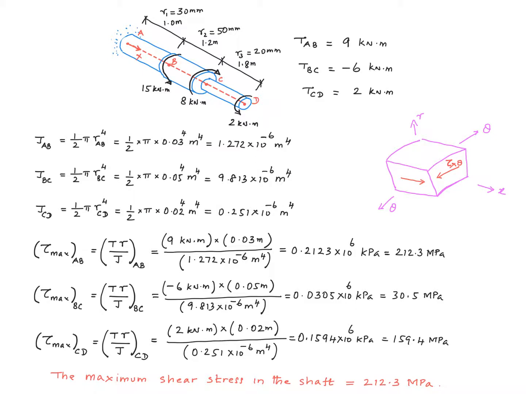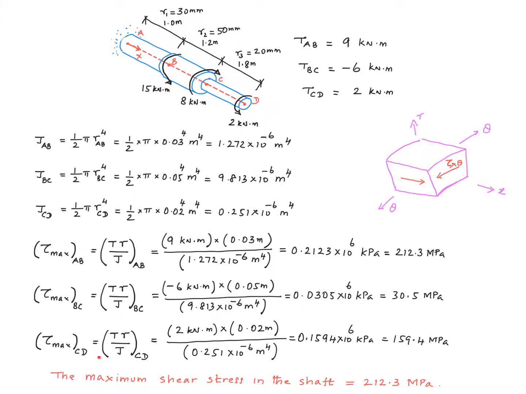So here's a summary of everything that pertains to the stress calculations. First, I calculated the polar moment of inertia for the 3 cross-sections. For example, the polar moment of inertia of the segment AB is half times pi times RAB to the power of 4, where R is the radius of the circle representing the cross-section in the segment AB, which is 30 millimeters. So I represented that in meters so that my polar moment of inertia will be in meter to the power of 4. I get this value, 1.272 times 10 to the minus 6 meter to the power of 4. You can follow these calculations very easily.